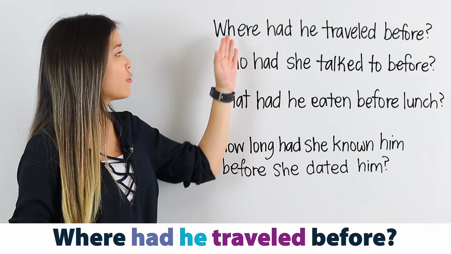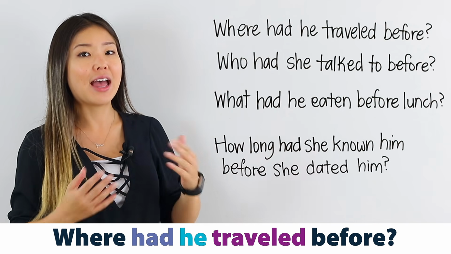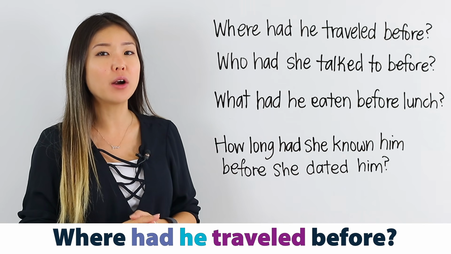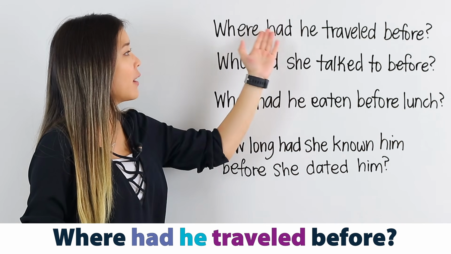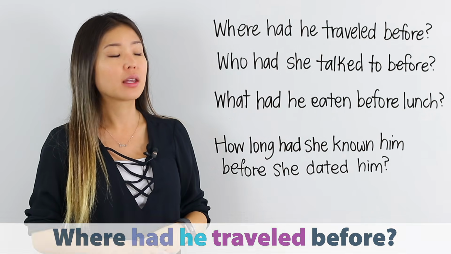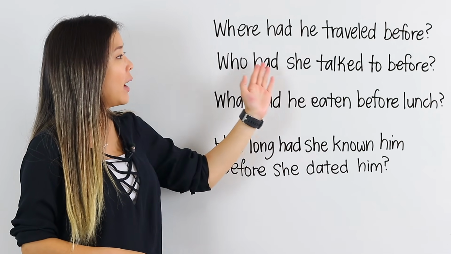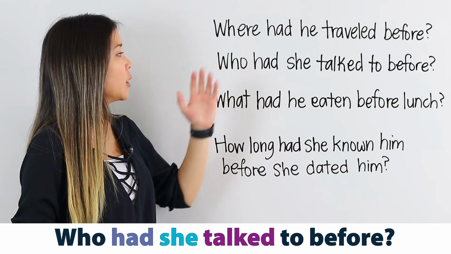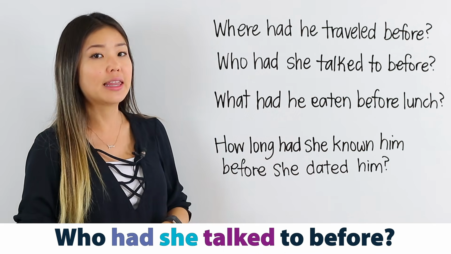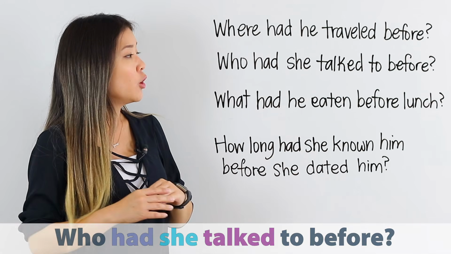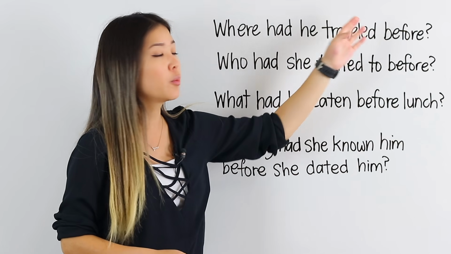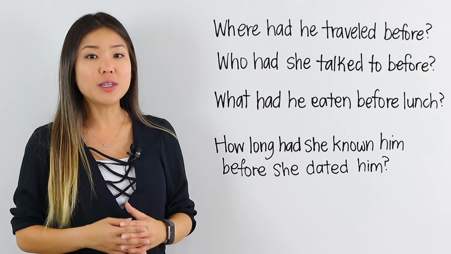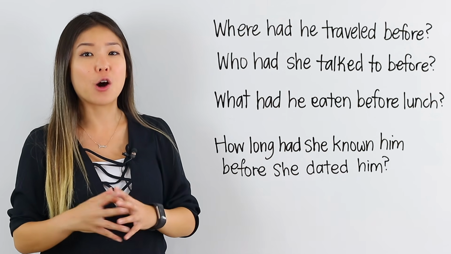You'll notice that after each WH word, we have had, and then the subject, and then the past participle of the verb. Where had he traveled before? The next question says, who had she talked to before? This is the same thing. The WH word, had she, and then the past participle. You'll notice here that we have the word before, but we didn't write a specific point in time. If you see that, it simply means before now.